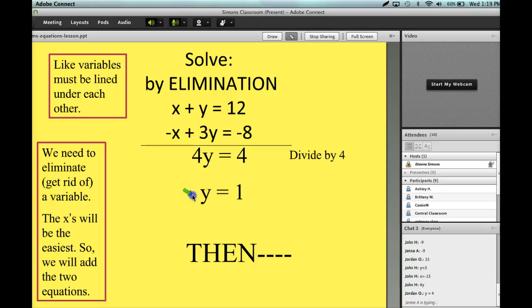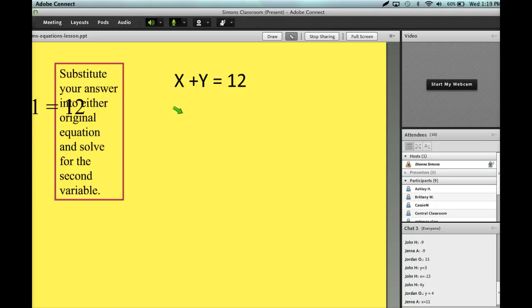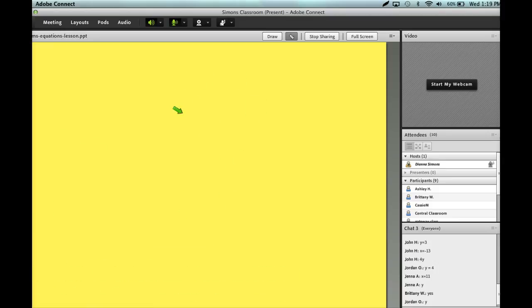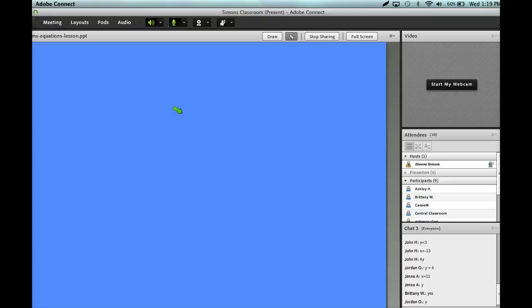And then what you're going to do is you're going to put it back into either one. You could put it back up here. So if I put x plus 1 is equal to 12, what's x? 11. All right. So does that make sense to everybody? And again, whichever one you want to do, you do. That's the intersecting point. Now you can check your answers, and they work. All right.